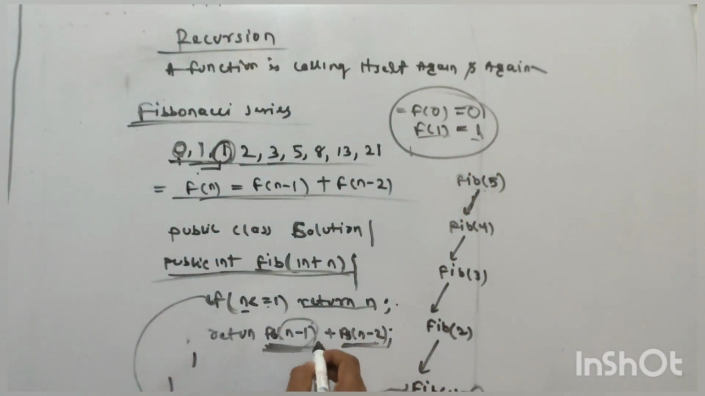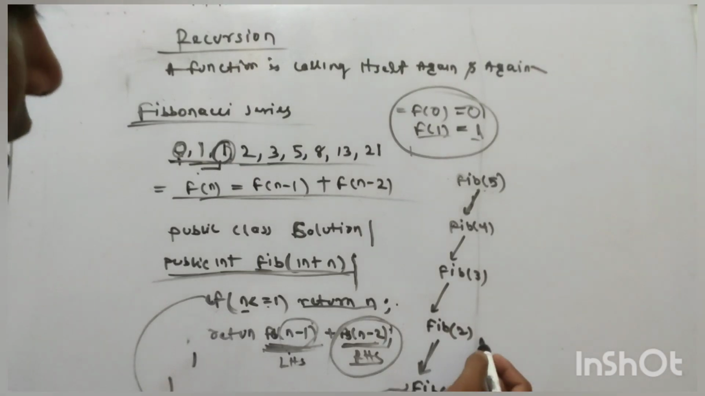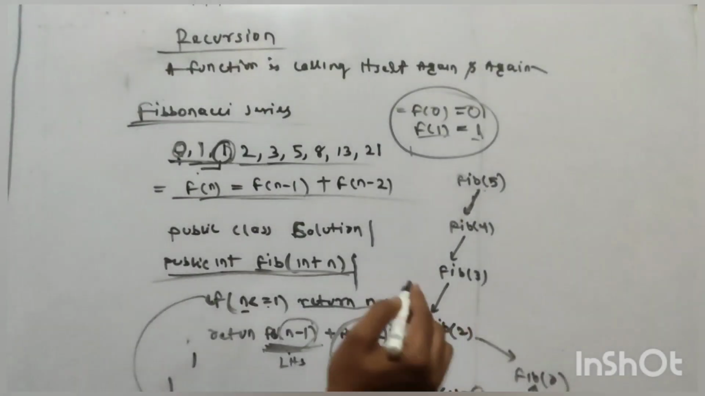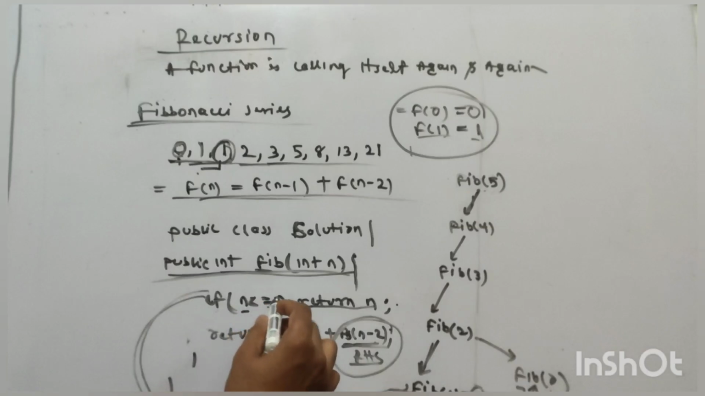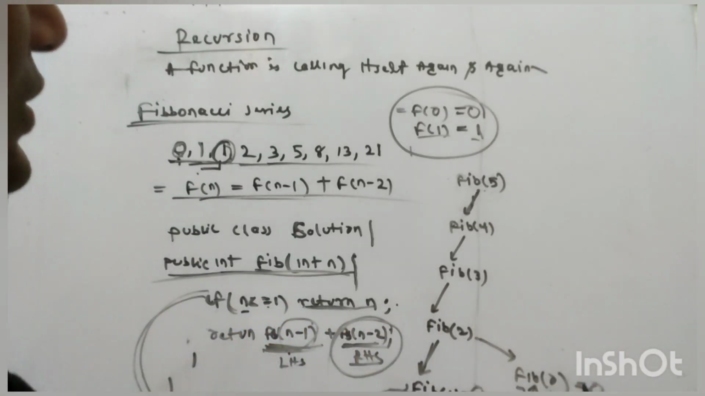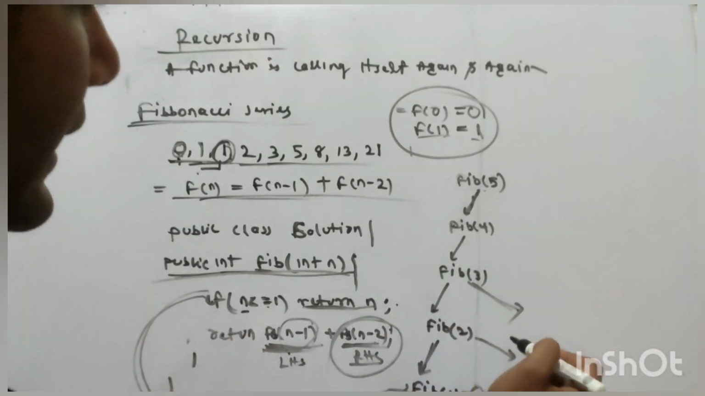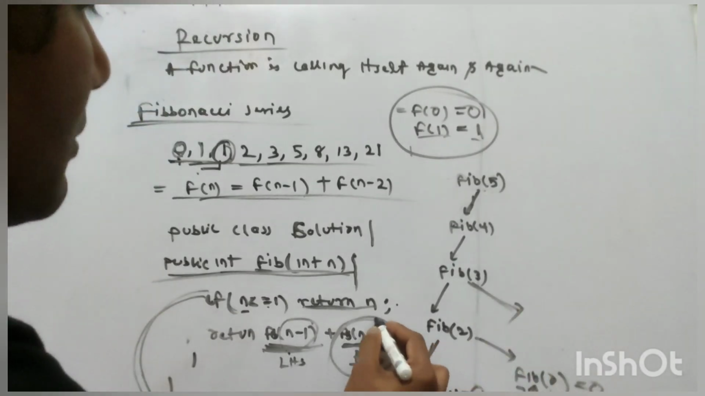Suppose this is the left side, LHS, and this is the right hand side, RHS. The left hand side has already touched the base case, so now we configure the right hand side. For that, I get f of 0. It will touch the base case, right? N less than or equal to 1, here n is equal to 0. Is 0 less than or equal to 1? Yes, return n. It will be 0. Again, we have to go to the right hand side. Here, what will we put? N minus 2, 3 minus 2 is equal to 1.